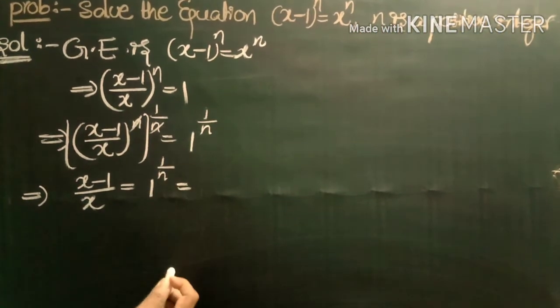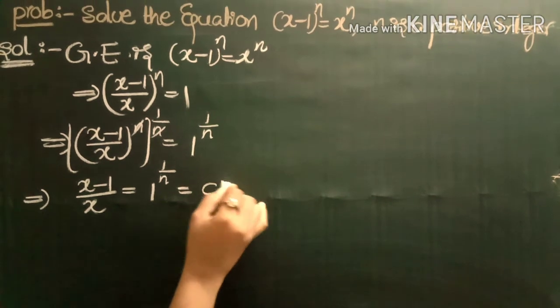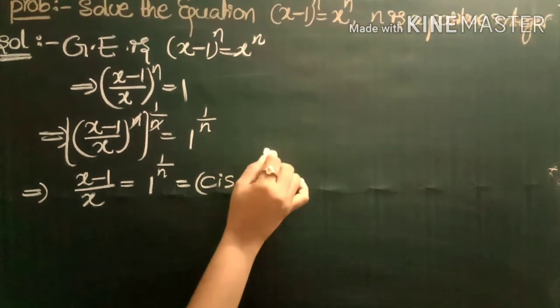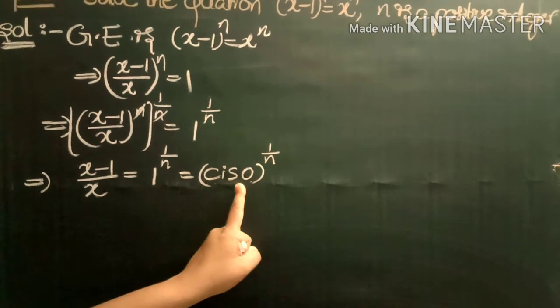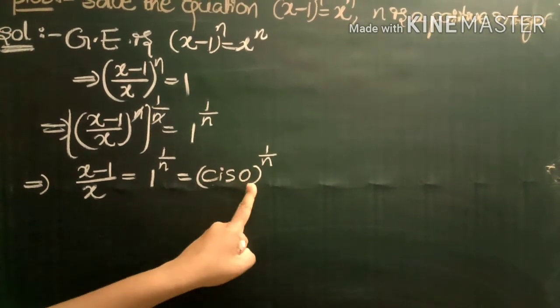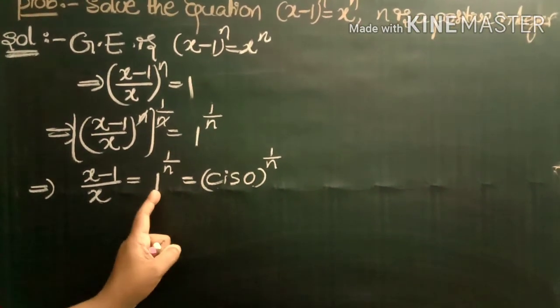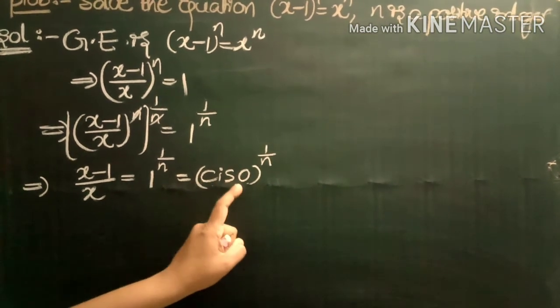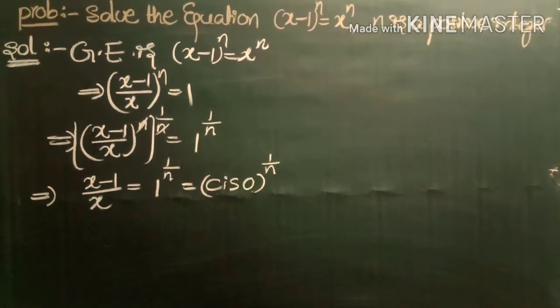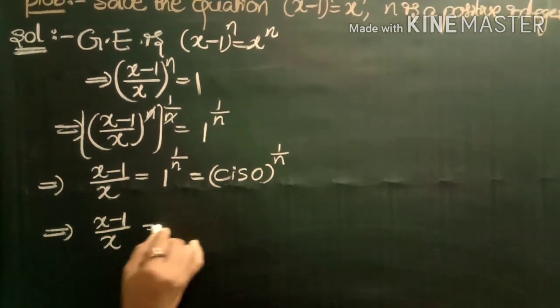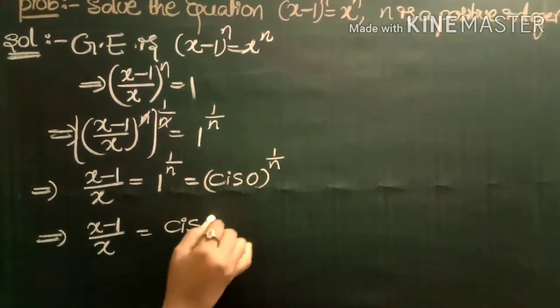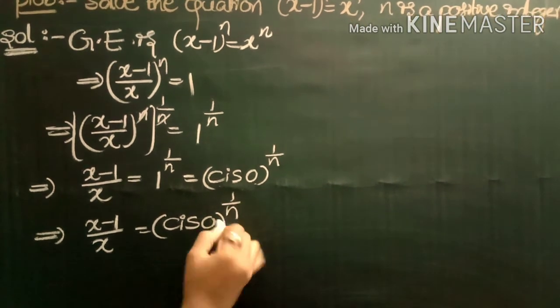Now in place of 1 we take the value cis 0. Cis 0 is nothing but cos 0 plus i sin 0. Cos 0 value is 1 and sin 0 value is 0, so cos 0 plus i sin 0 is nothing but 1. So in place of 1 we take the value cis 0, cis 0 to the power 1 by n. Therefore (x minus 1) by x is equal to (cis 0) to the power 1 by n. Now we take all values of this expression.